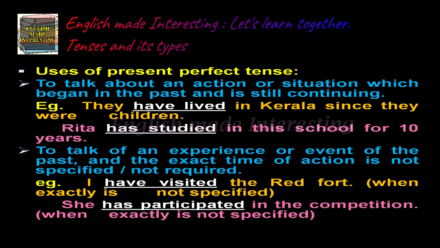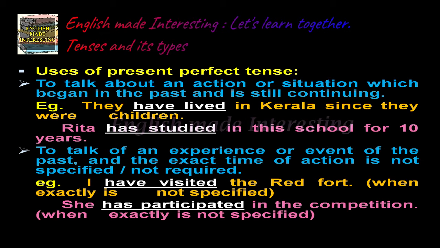Now over to the uses of present perfect tense. It is used to talk about an action or situation which began in the past and is still continuing. Example, they have lived in Kerala since they were children. They have lived in Kerala and it is still continuing. Rita has studied in the school for 10 years. So, which started in the past, has studied and still it is continuing.